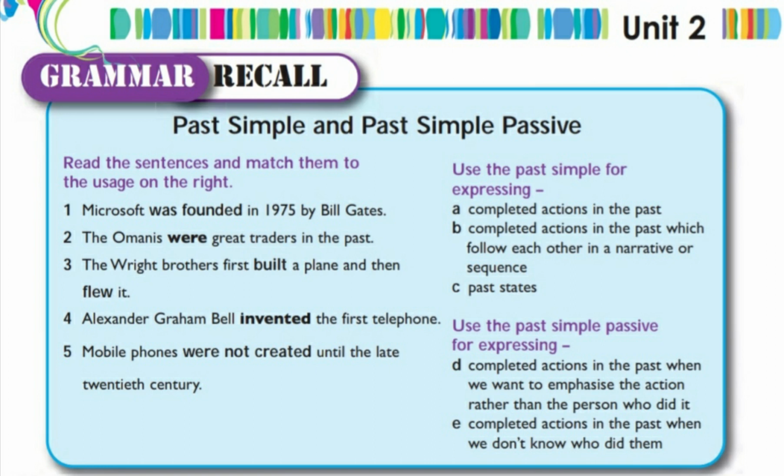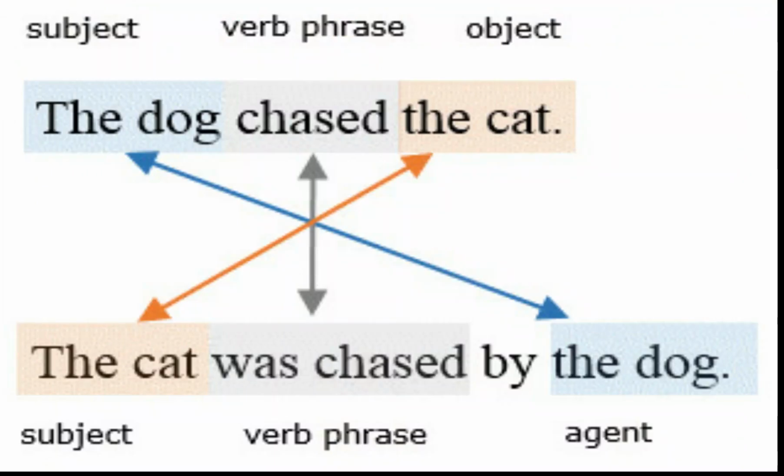Concerning the past passive, first you should know what it means, passive. The passive form is the opposite of the active form. There are two forms of the sentence in the English language, the active voice and the passive voice. In the active, you find a normal sentence, like, for example, this sentence. The dog chased the cat.